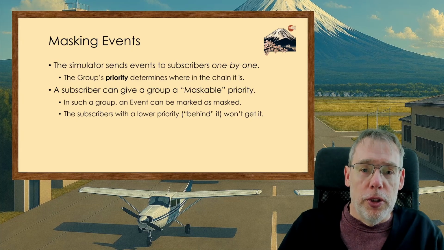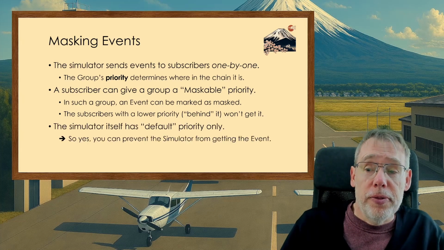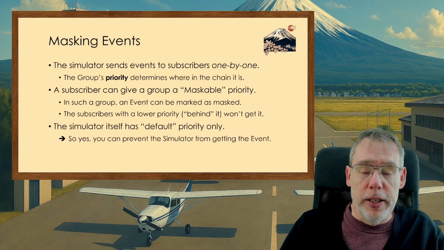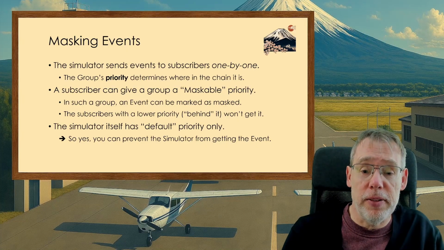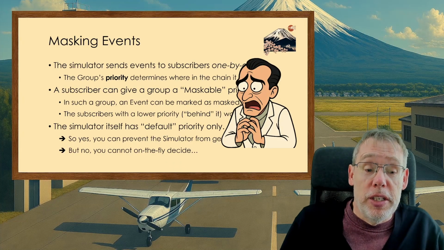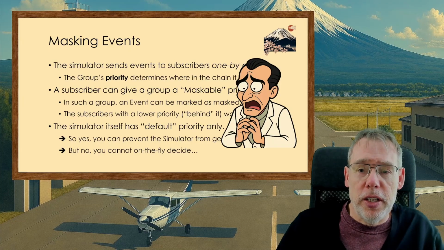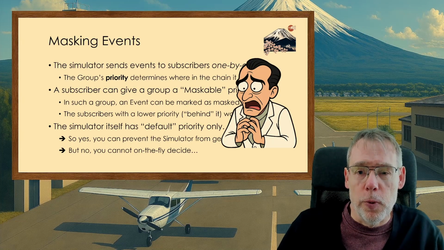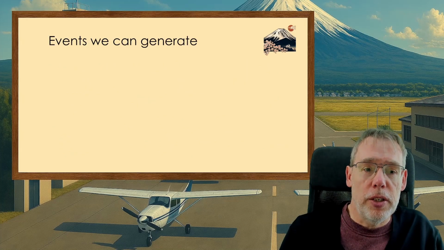This means that though you get the event, the next one in line, the one with a lower priority, will not get it. The simulator itself has a default priority only. And yes, that means you can prevent the simulator from seeing events. And that sounds pretty interesting, but you have to be very careful with that, because you cannot decide on the fly and say, oh, this event, yes, I said I wanted it maskable, but this particular one I want to send on.